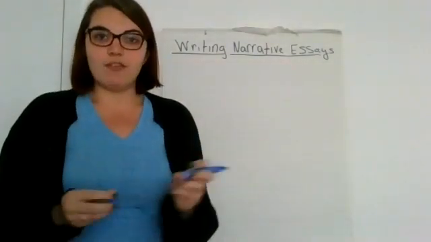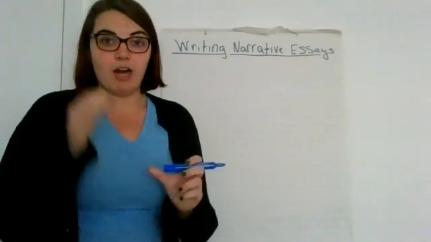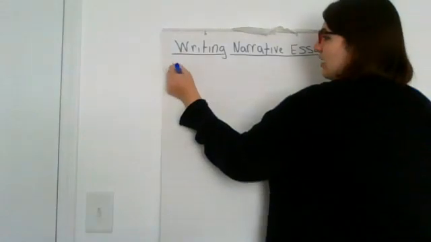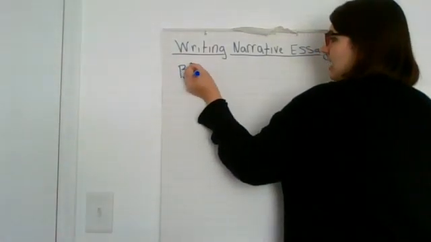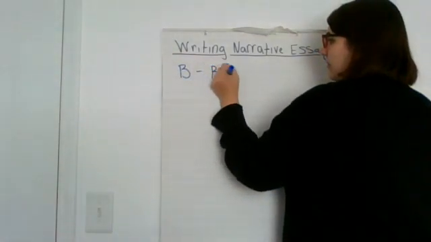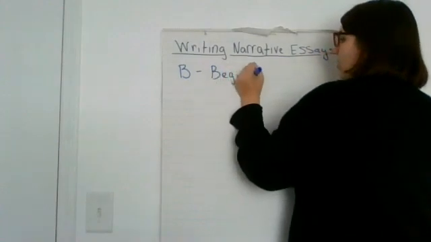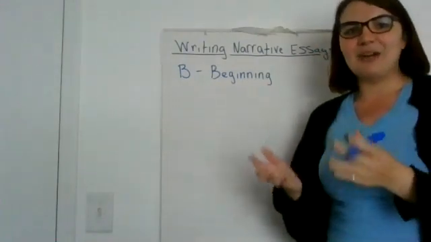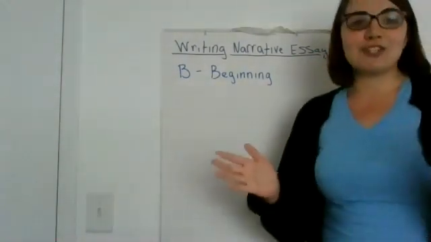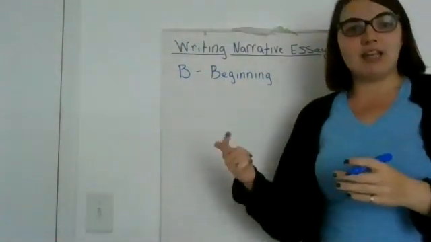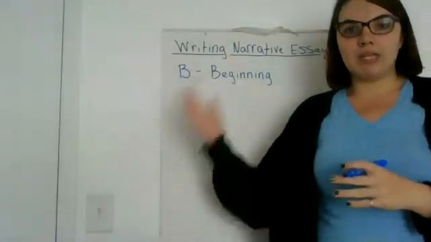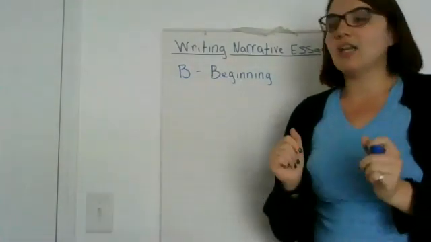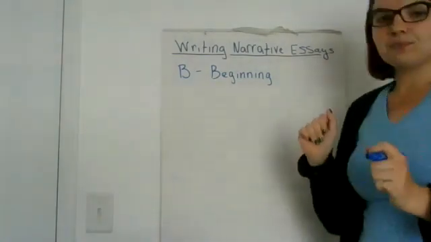So our first paragraph is called the B paragraph. It's our beginning. So I'm going to write here on our chart B, which stands for the beginning. Okay. So our story always has a beginning. We learned this in the lower grades, when we were in kindergarten, first grade, second grade, all that. A story has a beginning, a middle, and an end. So our planning sheet will also have that. So B for beginning.